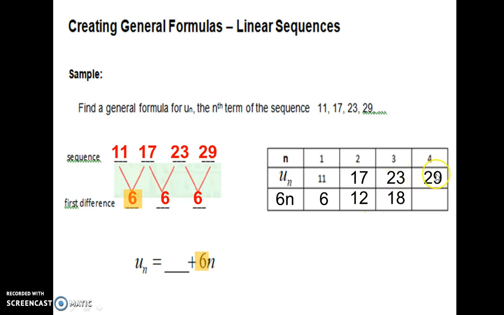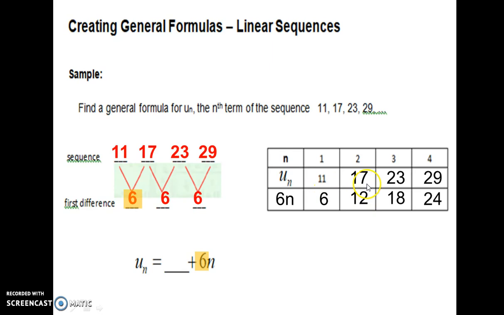And finally, the last term is 29, and it's 24 there, because if we put 4 in here, we get 24. So we're short every time. So just using 6n is not enough. We need something else in this rule. The rule is incomplete. How much are we short by every time? Well, here we got 6 using that, but it should be 11. So we're short by 5.